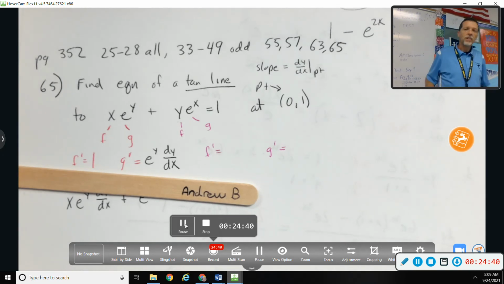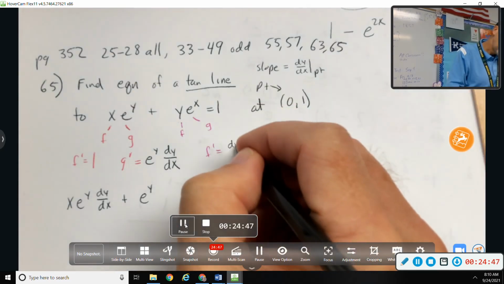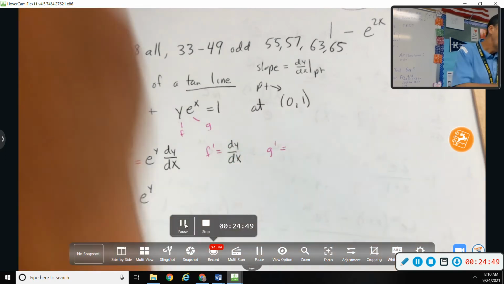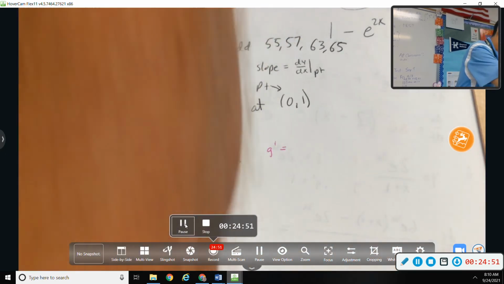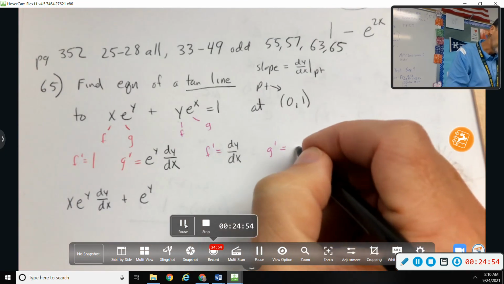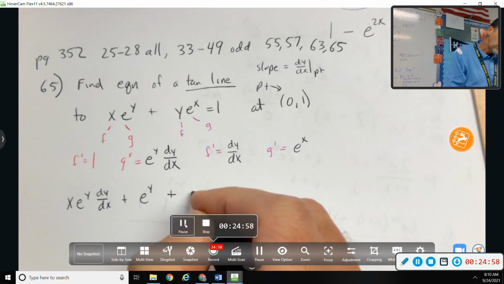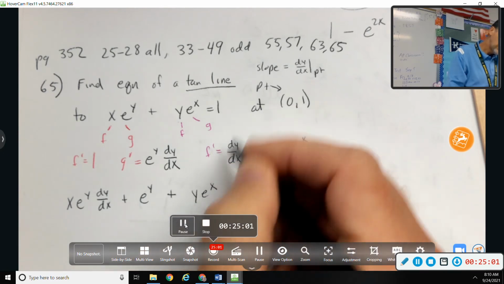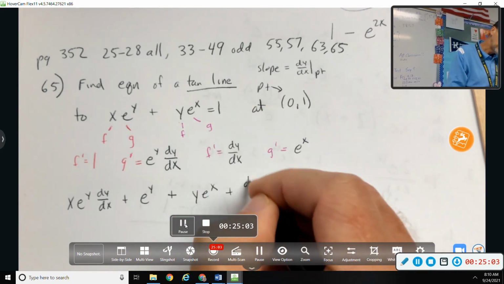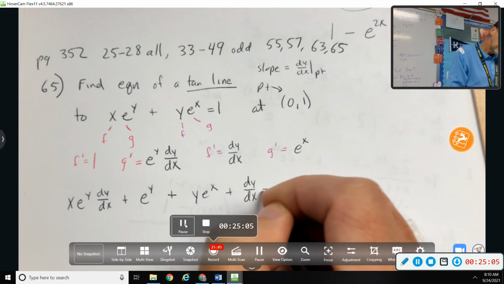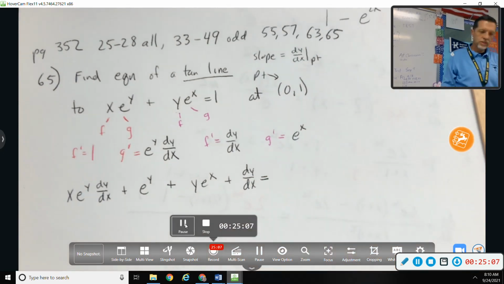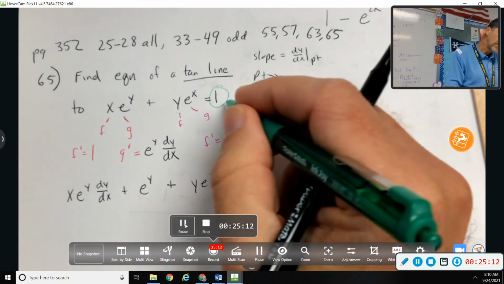Andrew, what's f prime if f is y? Good, dy/dx. And I'll handle g prime, e to the x. So f g prime, y e to the x, plus the other way around, dy/dx, equals, don't forget about the other side, what's the derivative of 1? 0.